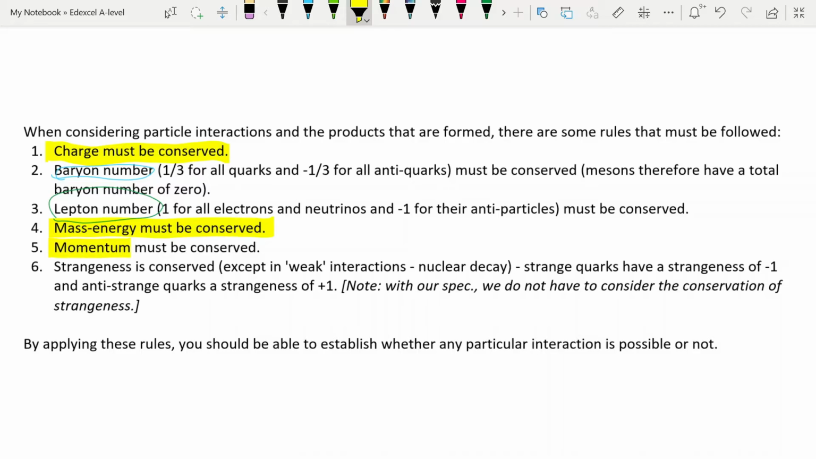We also know that momentum always has to be conserved. This means that a particle by itself, for example, if it decays, it must decay into 2 particles going in opposite directions.